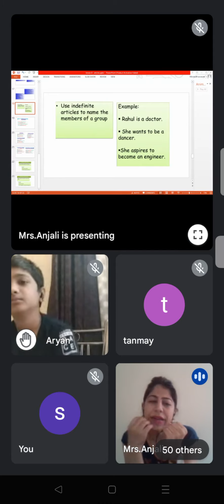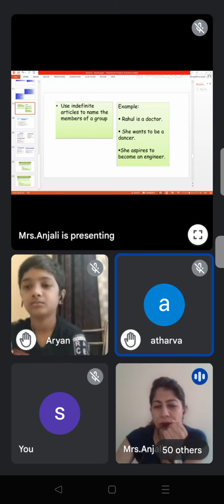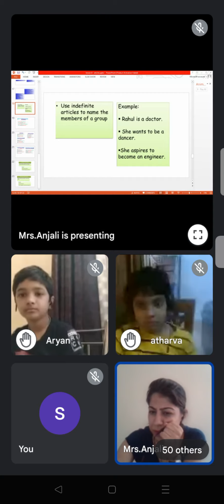Tanmay, is it clear? Devendra clear? Arush, Arav.